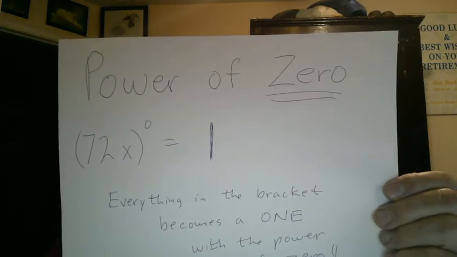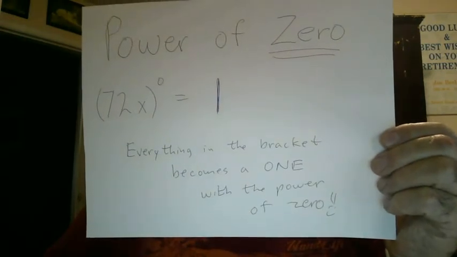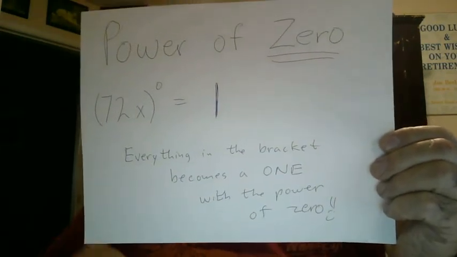As an exponent, it'll always equal 1. That's all it equals. So everything in the bracket becomes a 1 with the power of 0. Simple one to remember.